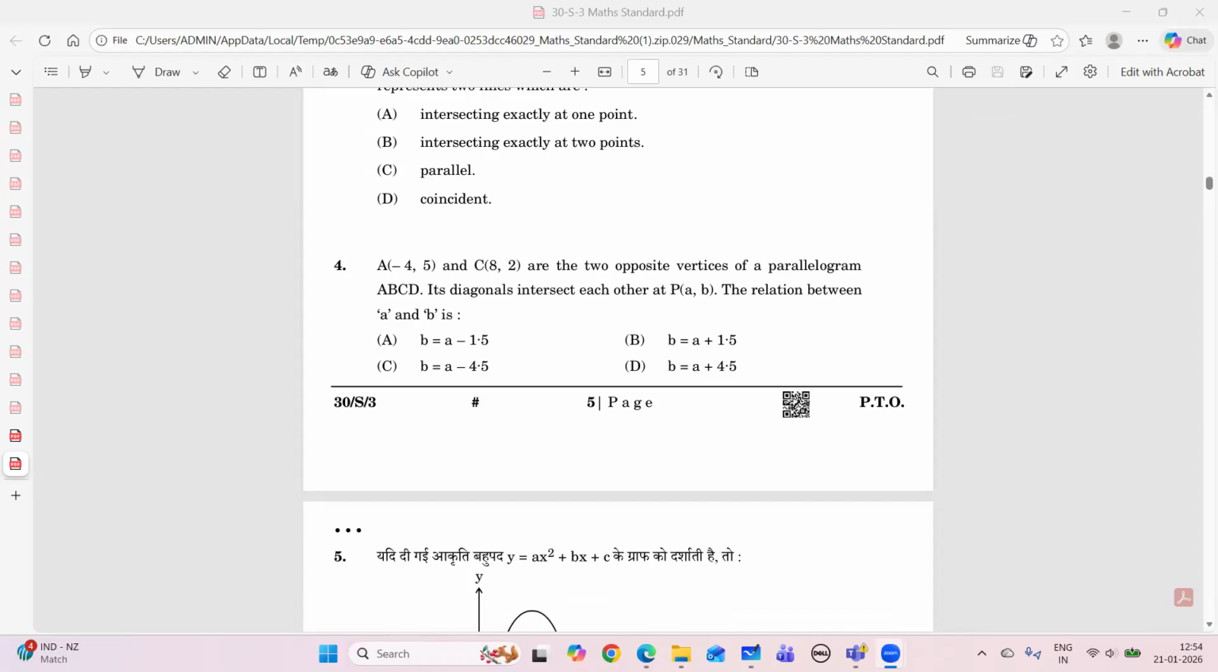b is 3.5, that is 2 plus 1.5. For 2 we can take a, so b is a plus 1.5. So the answer is B.